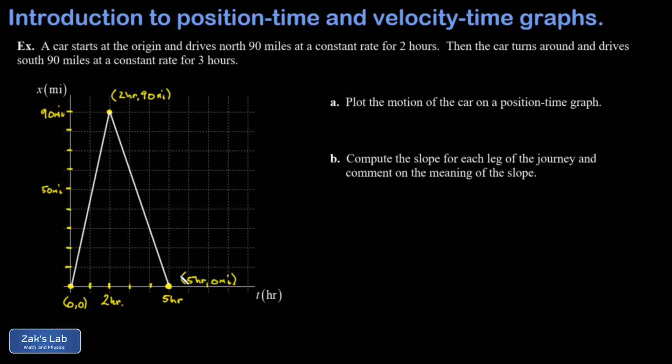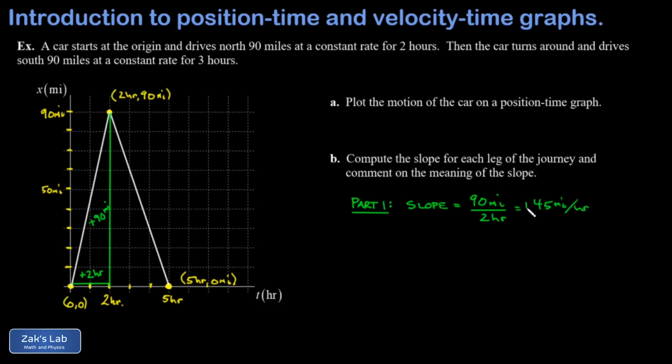In the first leg of the journey, as the car moves 90 miles to the north in 2 hours, we can compute the rise for that. In other words, the vertical change on the graph, and that's plus 90 miles. And we compute the run for that. In other words, the horizontal change on that leg of the journey, and that's plus 2 hours. And then, of course, the slope is given by the rise over run, and we're careful to keep the units on this because it has a physical interpretation. That's 90 miles over 2 hours. And I end up with a positive 45 miles per hour.